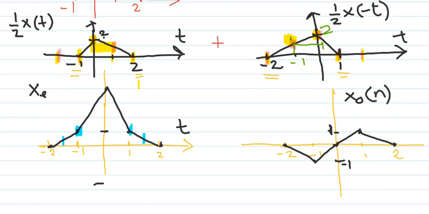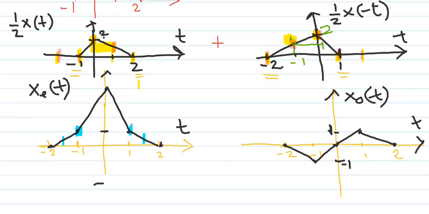Sorry, I just made one small mistake. This is T, this is T, okay, not the N, please. So this is X_E of T, and this is X of T here, a continuous time signal, not the discrete time signal, okay? And the axis here will be T here. Clear with this? So this is how we calculate the even and odd.